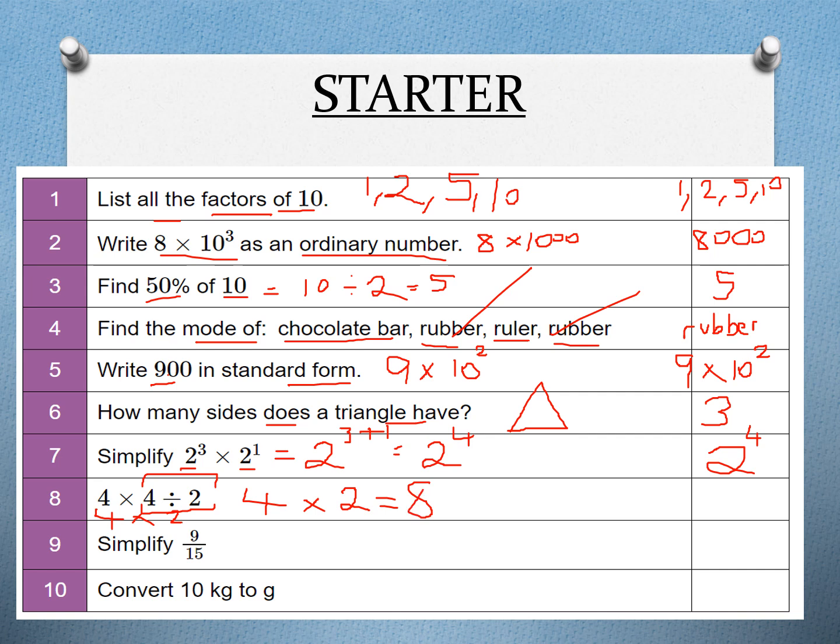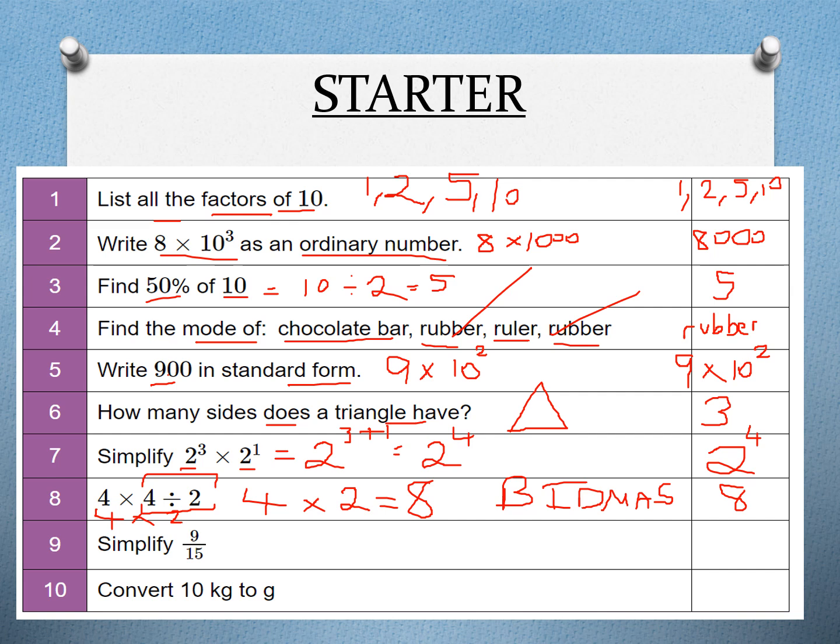So you're always following BIDMAS. Remember BIDMAS when you have order of operations, when you have multiple operations in any given sum. Brackets, indices, division, multiplication, addition, and subtraction.